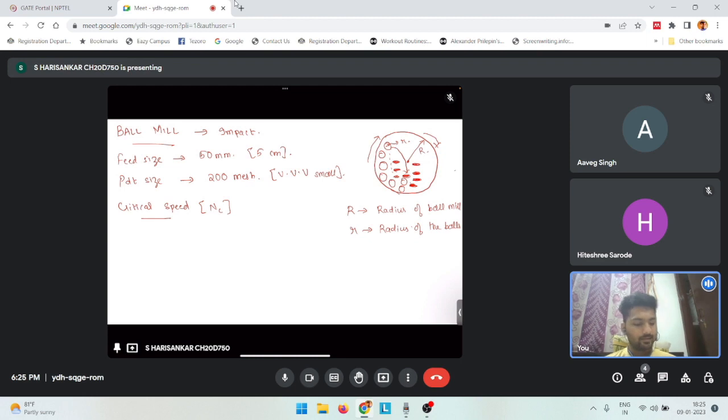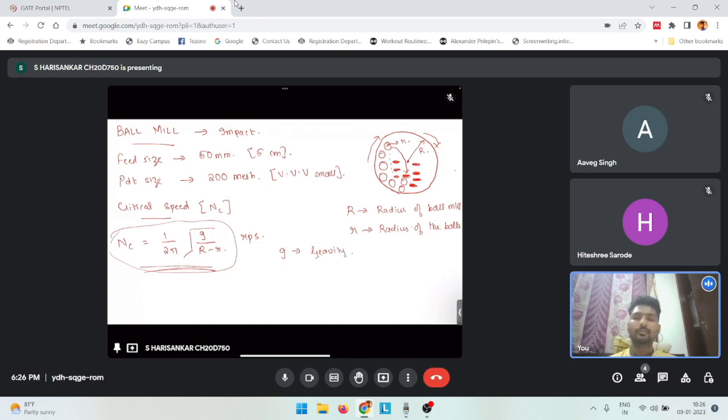So the critical speed of ball mill can be defined as 1 by 2 pi root of g by R minus r, in RPS. That means rotations per second. So here g is the gravitational acceleration. And this NC that you get by calculating using this equation will be in rotations per second.